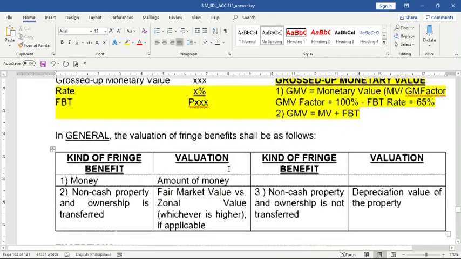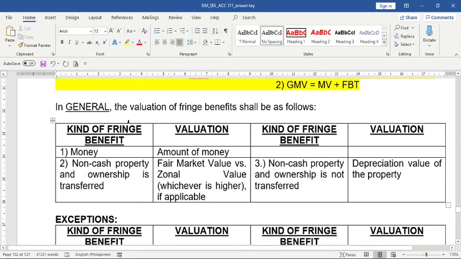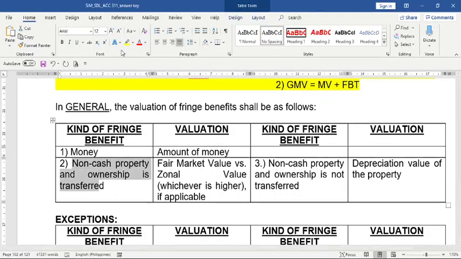Okay. So in general, the valuation of fringe benefit shall be as follows. If the kind of fringe benefit is money, the amount of money ang valuation natin. If it is non-cash property and ownership is transferred, based sa fair market value or the zonal value, whichever is higher. But if it is a non-cash property and ownership is not transferred, based on the depreciation value of the property. So take note na, if the ownership is transferred, market value or zonal value, whichever is higher. But if there is no transfer of ownership, depreciation value, so meaning cost minus the accumulated depreciation.